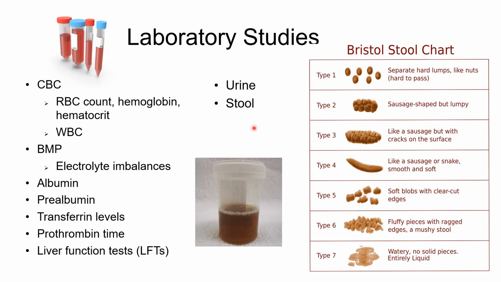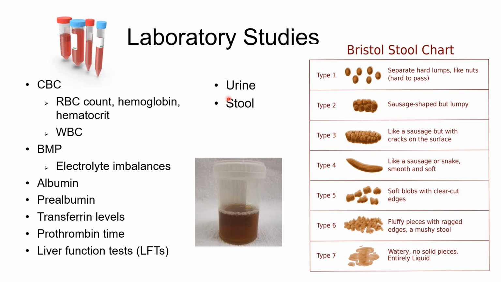Then our urine. So our urine can look different. It can be brown. And if our urine is brown, it can be indicative of something wrong with our GI system, specifically actually our liver. And we will talk more about that when we talk about our liver.